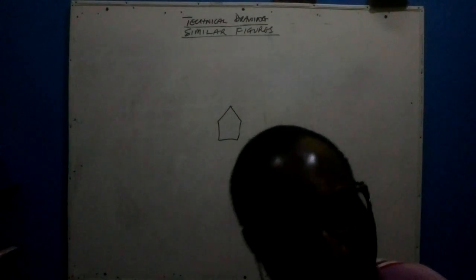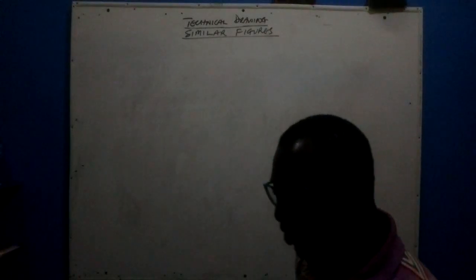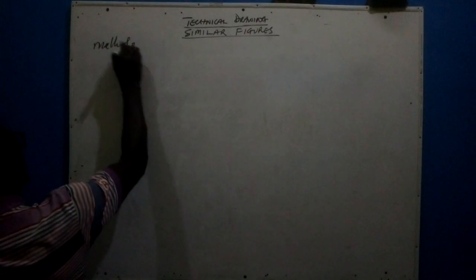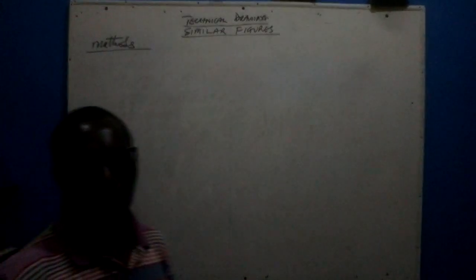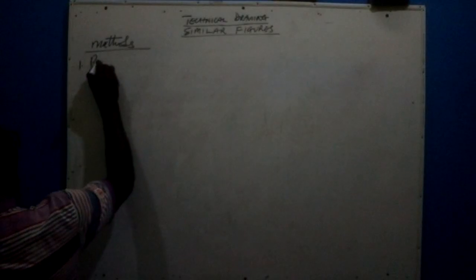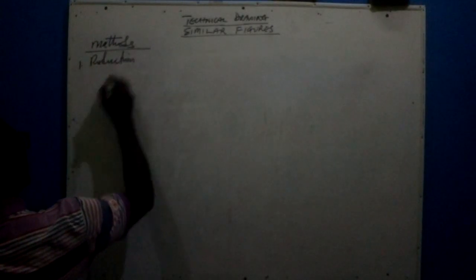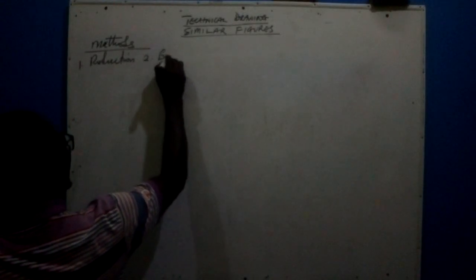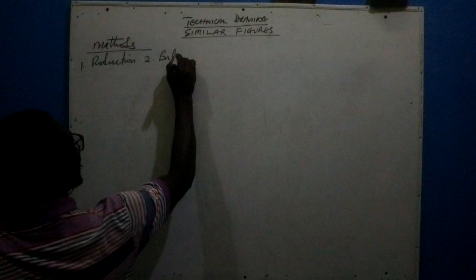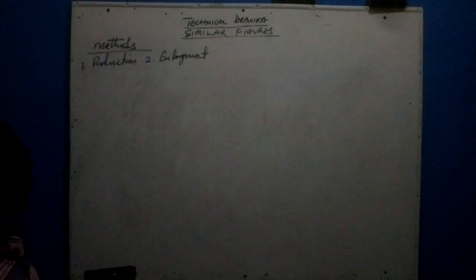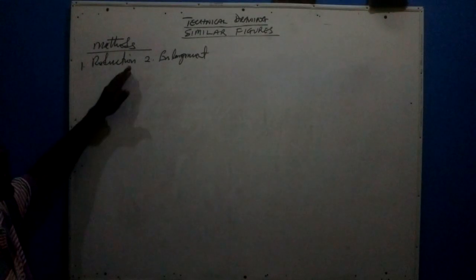And we have methods of similar figures. Let's look at the methods of similar figures. We have two methods under the similar figures. One, we have reduction. Two, we have enlargement. Now, we are going to pick them one after the other.